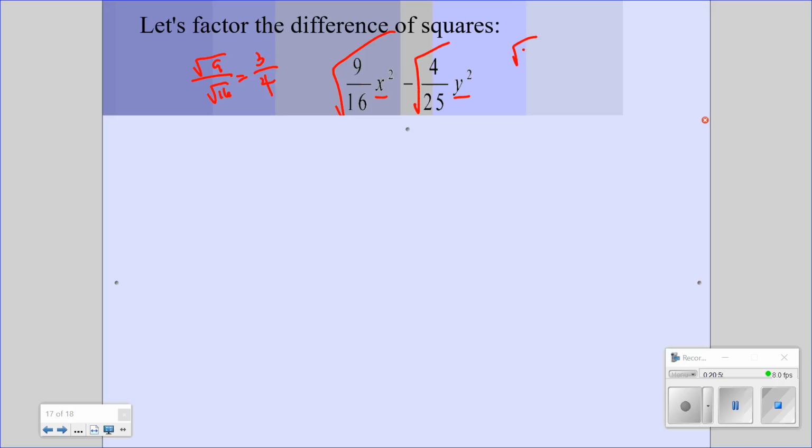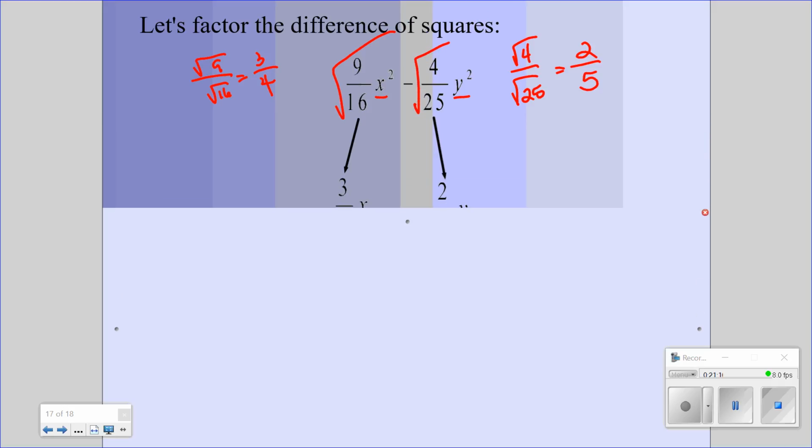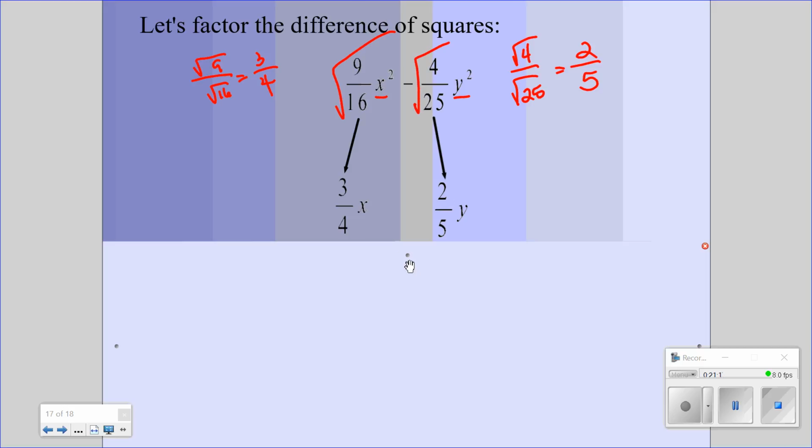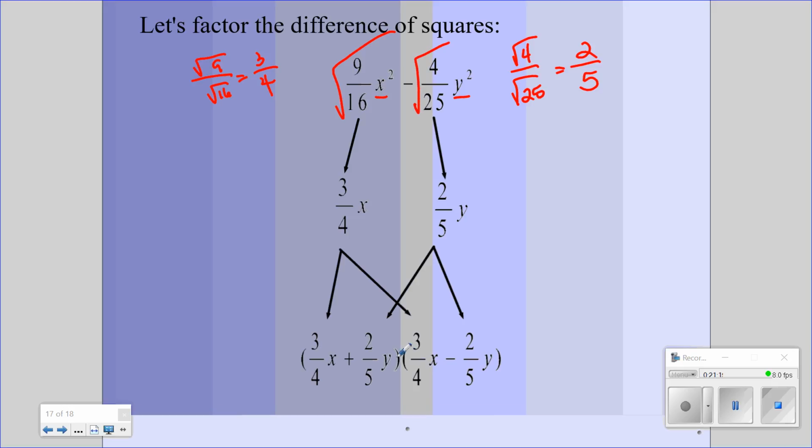Here, I can square root the top, square root the bottom to get 2/5. So both fractions are perfect squares as well. So this actually is a difference of squares. So if it is, you just follow your same process, square root the first term, square root the second. And in your final binomials, one gets a plus sign, one gets a minus. So this can factor as well.